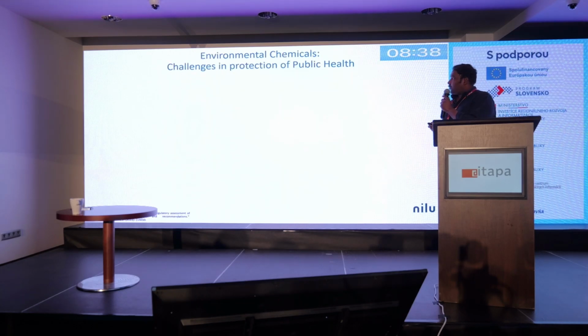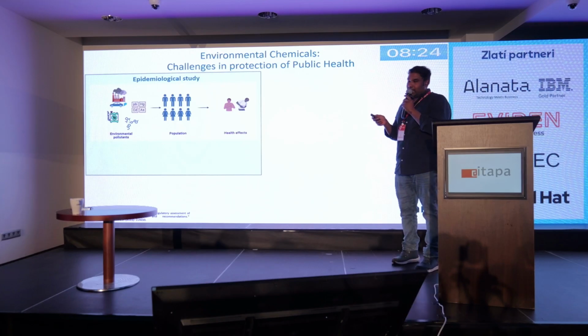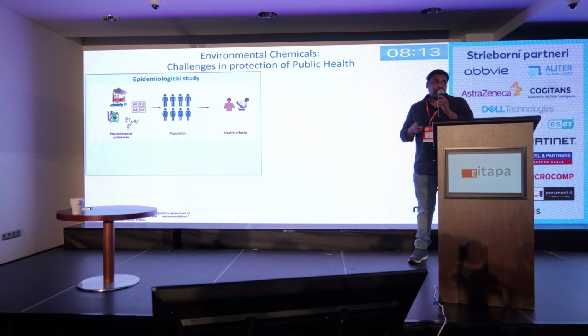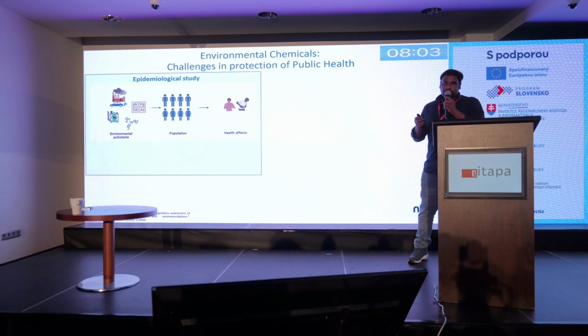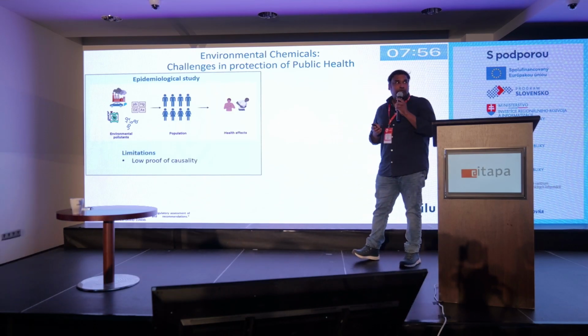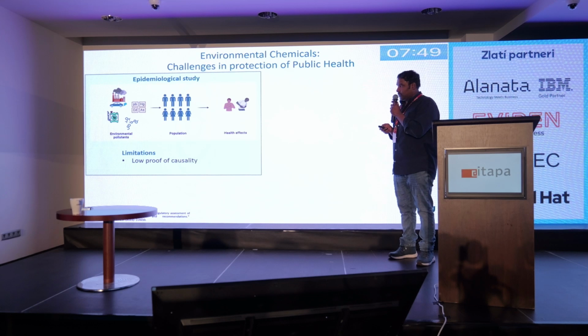So when it comes to the protection of public health against these chemicals, human epidemiological study and biomonitoring study are invaluable sources of information. On one hand, epidemiological studies investigate the association of exposure and related health effects through the direct or indirect measurements of biomarkers of effects. Biomarkers of effects are the biological, physiological or behavioral changes associated with exposure. But here, the limitation is these studies often provide low proof of causality, which means the mechanistic relationship between the exposure and health effects is poorly understood.